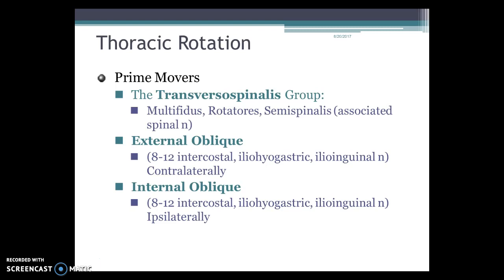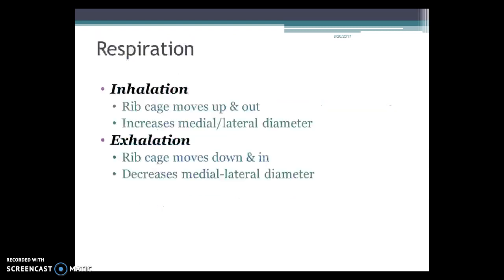Thoracic rotation is created by the transversospinalis group and the unilaterally internal and external oblique.